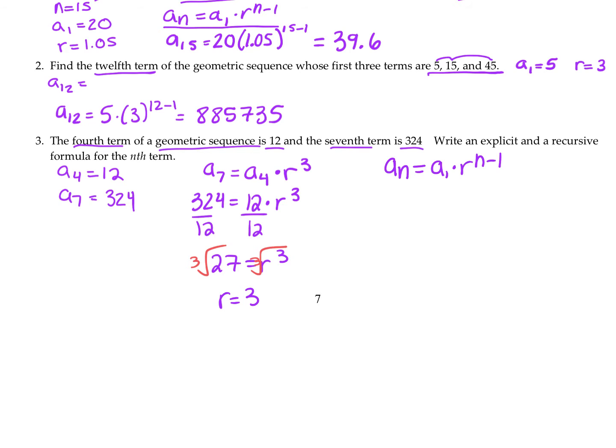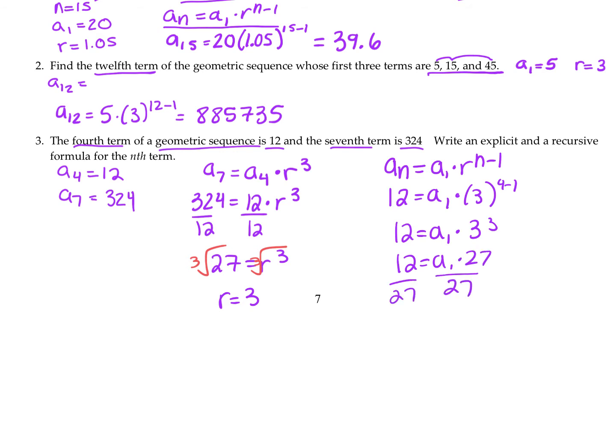So I can use either term, either my fourth or my seventh. I'm going to use the fourth because the numbers are a little smaller. So I'm going to have 12 equals a1 times 3 to the 4 minus 1 power. So a1 times 3 to the third power. So a1 times 27. So to get a1 alone, I'm going to divide by 27. And so my a1 is going to be 4/9.